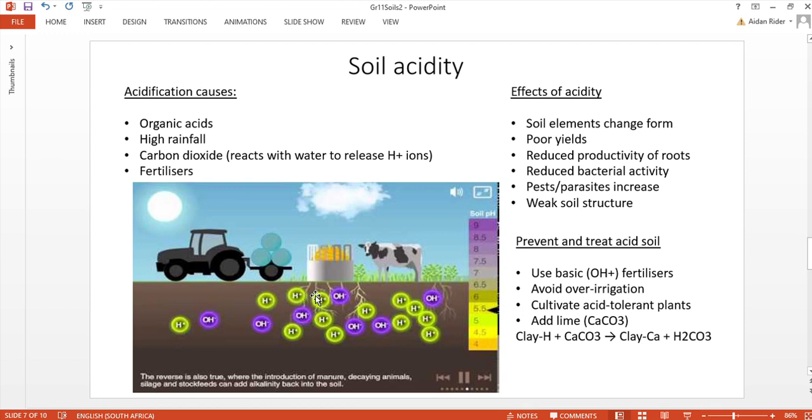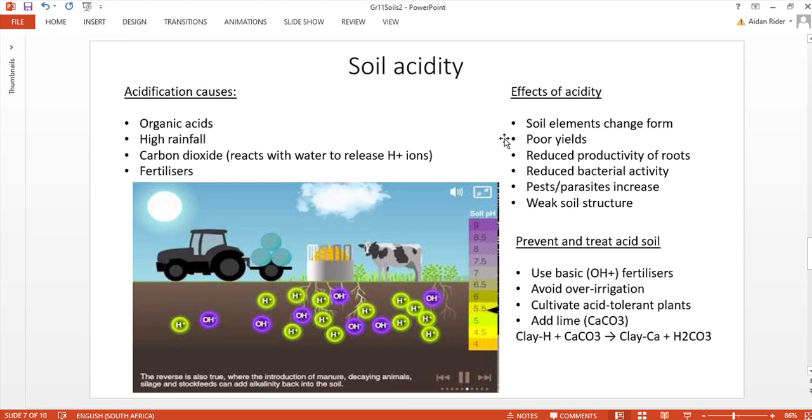So what are the negative effects of acidity? Why is it so bad for the soil? First of all, it changes the soil elements inside the soils. A good example would be phosphorus and iron. They react with one another in acid soils, and this causes them to be unavailable for plants. Plants do need phosphorus and iron in minuscule amounts. So if those two react, and they only react in acid soils, they can't be absorbed by the plants.